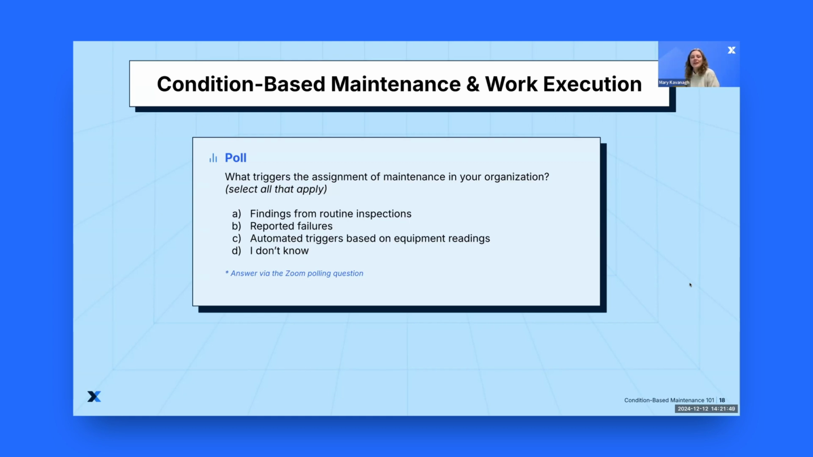Ooh, okay. 74% findings from routine inspections, 80% reported failures, 29% automated triggers based on equipment readings, and 6% I don't know. So if you remember our last poll about are we more reactive, preventive, or condition-based, these numbers line up pretty well with that. If we're preventive, it's going to be coming in from those routine inspections. If we're looking reactive, we're going to be coming in from those reports, maybe requests coming in of things breaking. And if we're condition-based, they're coming from those triggers. And I think we had about 30% before that said we were doing conditional maintenance as well. So that lines up very cleanly.